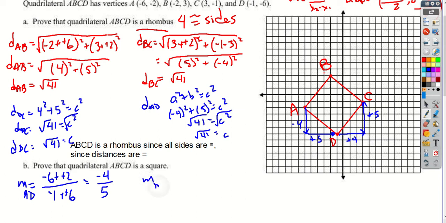The slope of DC, we're going to go ahead and put down rise over run because we're going to use the graph here. We've already marked it on our graph. So we can just put down that it's +5 for the rise and +4 for the run. And so you can see that AD is perpendicular to DC because the slopes are opposite or negative reciprocals.